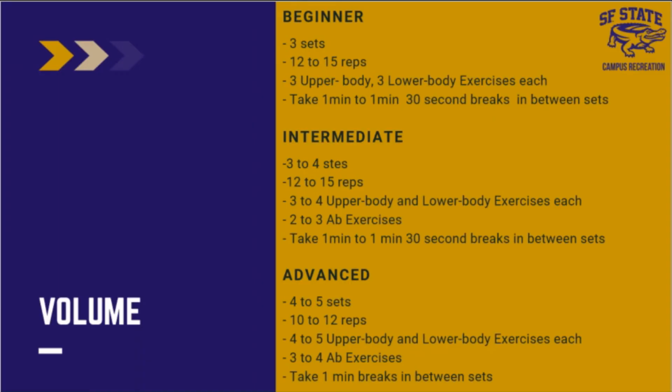So like the previous slide, I also have different categories for beginner, intermediate, and advanced people. Here's what your volume should look like when you start to train. For beginners, you want to have 3 sets and anywhere between 12 to 15 reps per exercise. If you have weights, make sure they're not too heavy for you to perform. Remember, technique is very important.